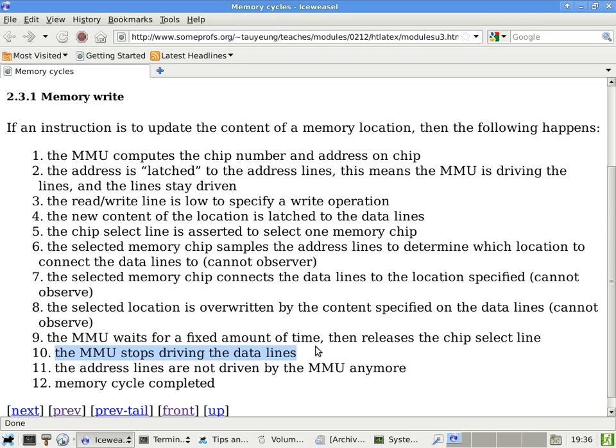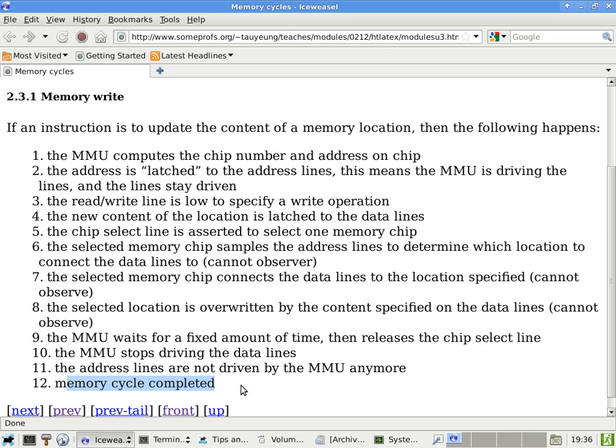Now, once the MMU waits for the fixed amount of time, then it will release the chip select line. In other words, I will tell the memory chip, okay, you don't have to pay attention anymore, because at that point, I might change the address line and the data lines to get ready for the next memory cycle. So the memory chip will need to be deselected so that it doesn't pay attention anymore while the address lines are getting changed. And then at that point, the MMU can stop driving the address line. The address line can go floating again, and the memory cycle is now completed.